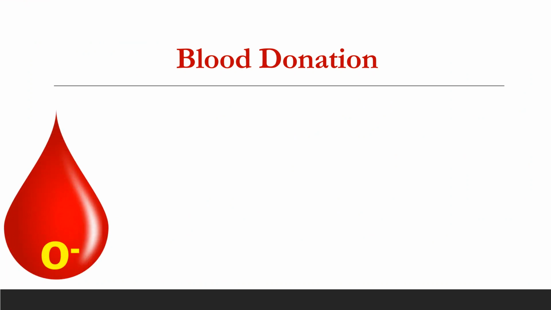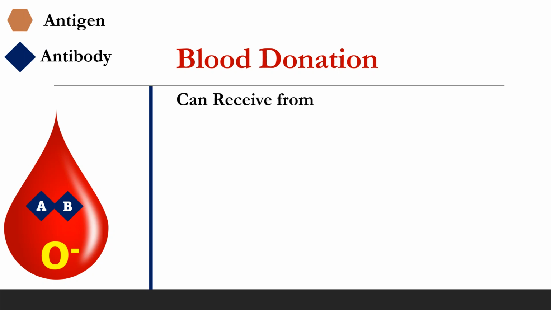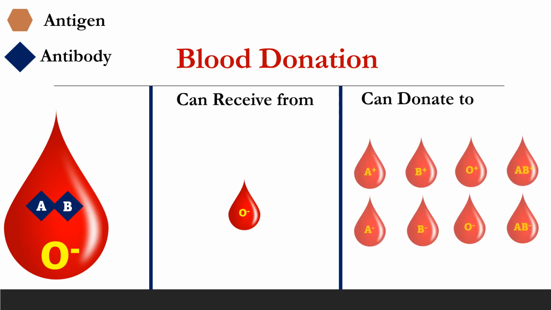If someone has blood group O minus, it means they have antibodies A and B, and their blood does not have any kind of antigens. So they can receive blood only from O minus, and they can donate blood to any of the blood groups. Any blood group person can receive from O minus. O minus is a universal donor.